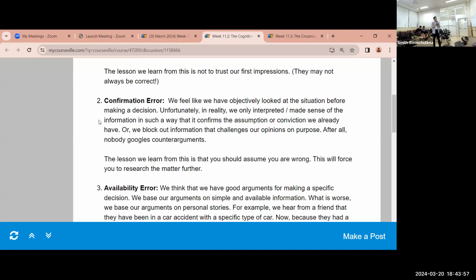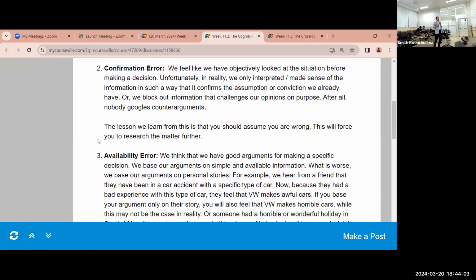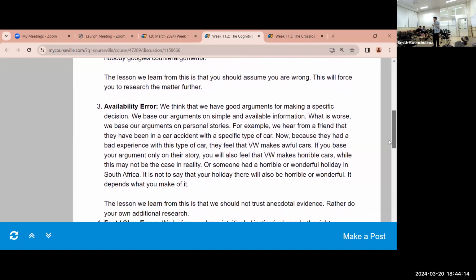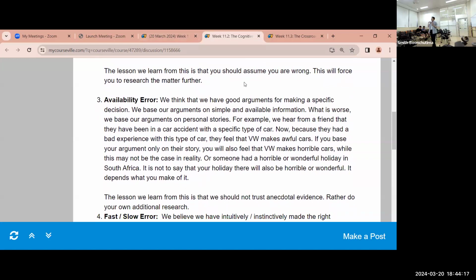Okay, so what we learned from this kind of error is that you should assume in the first place that you are wrong about things. And then you will force yourself to search for the information that goes against what you believe initially. And then you will get comprehensive information to make a better decision. Is that right?